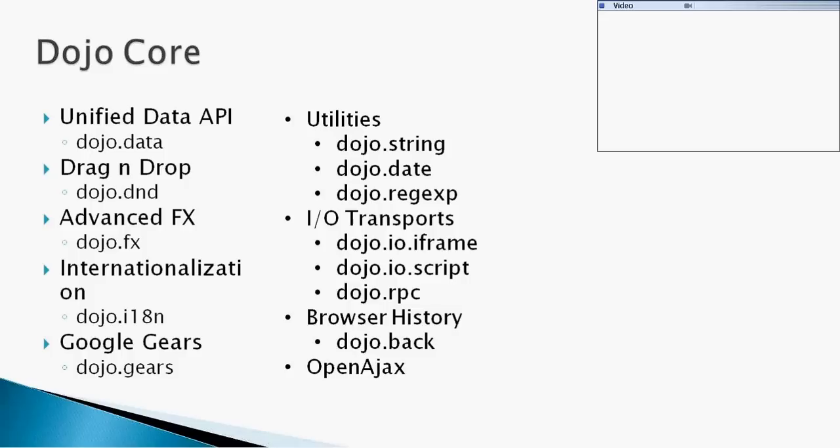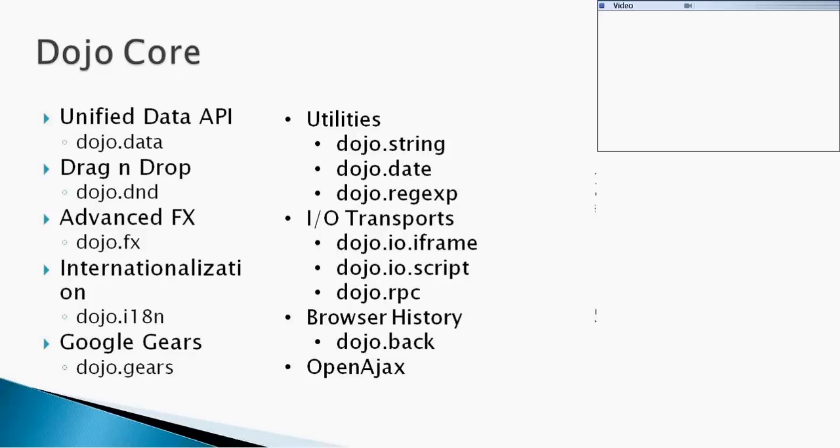Okay. Similarly, it provides drag and drop functionality, advanced animation, internationalization, and Google Gears, if you want to use Google Gears in your application, which can provide offline support and offline browsing. There are some other utilities like dojo.string utilities for string comparing and changing case. Then dojo.date is handy if you deal with timestamps and time, changing time from one format to another. All that functionality is there.